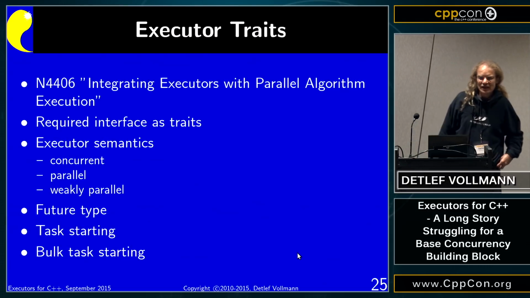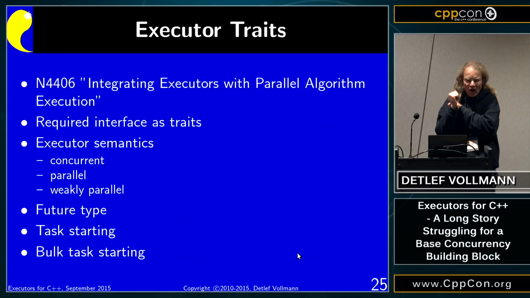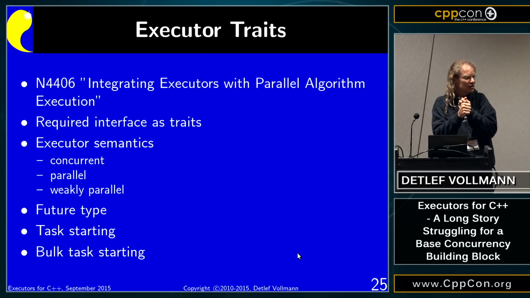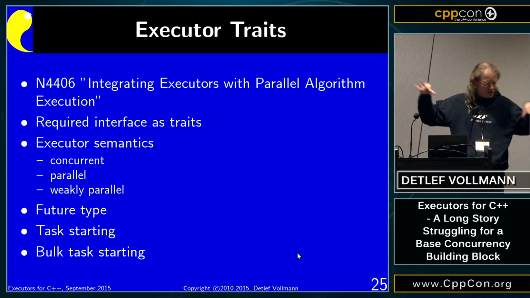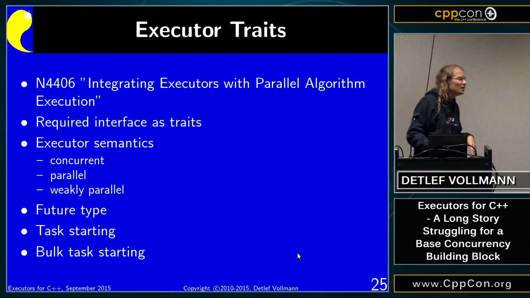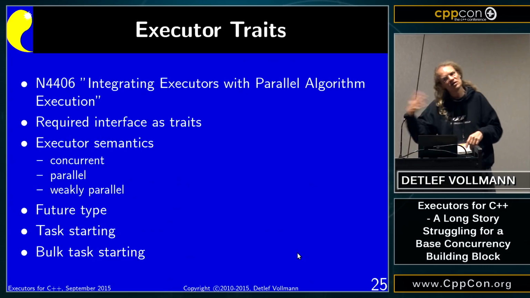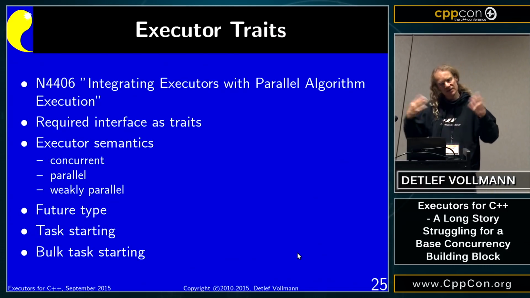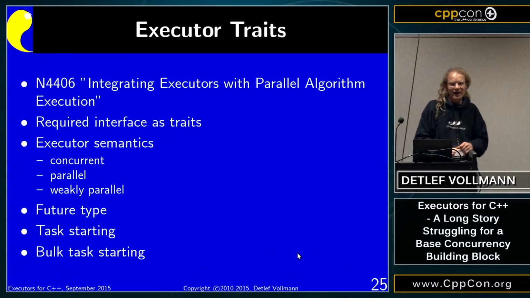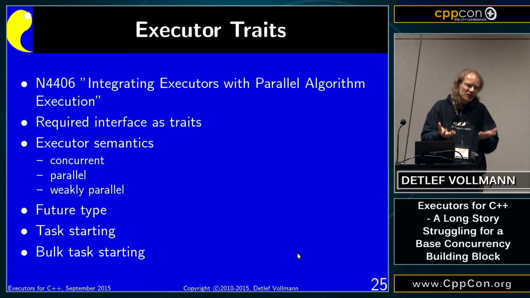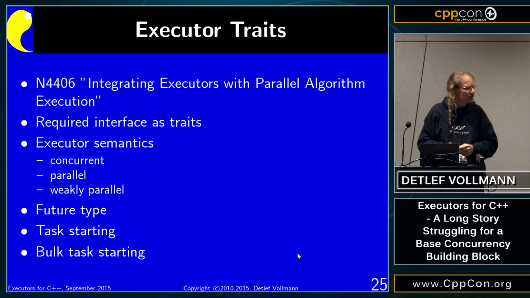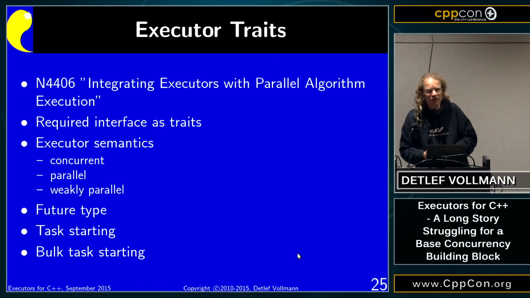And that traits class first gives you the semantics of the actual executor. So I talked before about the concurrent executors, which is always more or less in parallel, and the parallel executor, which might be serial, and then we also have weakly parallel, where you are not allowed to do any synchronization at all, at least no blocking synchronization. And if you implement something, you typically want to know what semantics you actually get. So they wanted to know this in the traits.